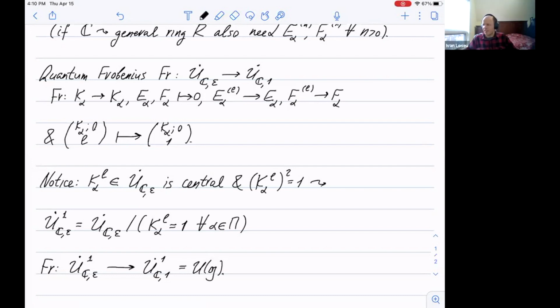Well, I mean, this was discussed in Jize's talk, and okay, so let's recall this. So when epsilon is a root of unity of order congruent to 2 modulo 4, quantum Frobenius goes to the algebra of the same type, but perhaps with a different character of the K's.